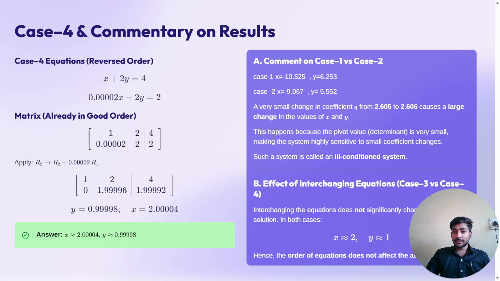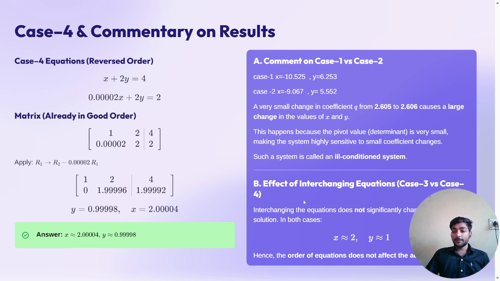Then we can see that there is a large difference between the values of x and y in both the cases. So we can say this happened because the pivot value, the determinant, is very small. The determinant being very small makes the system highly sensitive to small coefficient changes. It means that if we change the small value of this coefficient, we will get a drastic change. Thus, this condition is known as an ill-conditioned system.